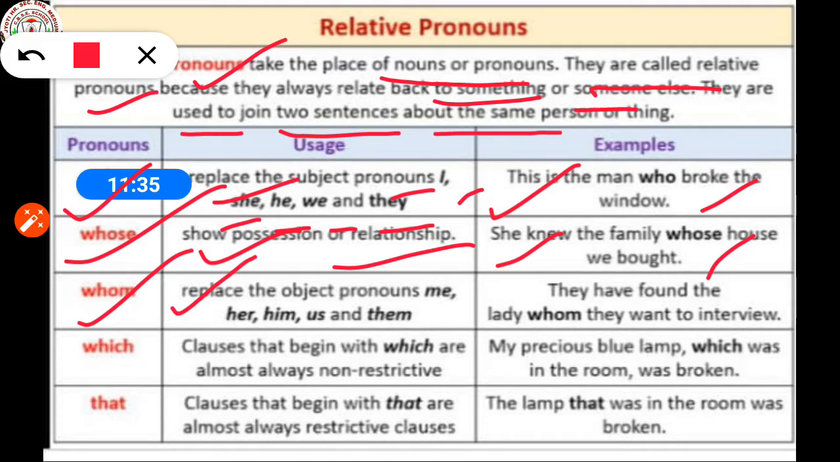Whom replaces the object pronouns. Instead of me, her, him, us and them we can use whom. They have found the lady whom they want to interview.